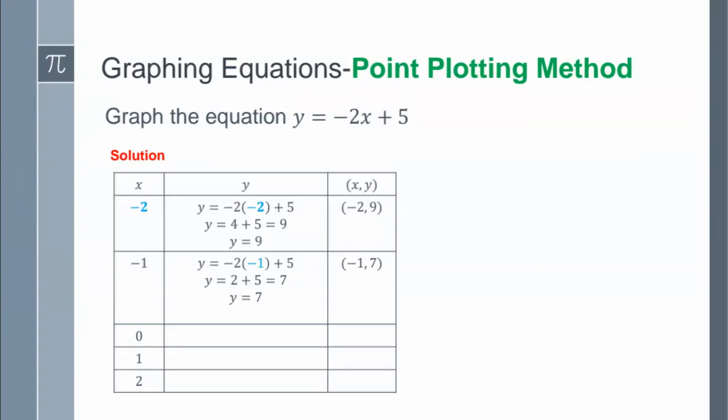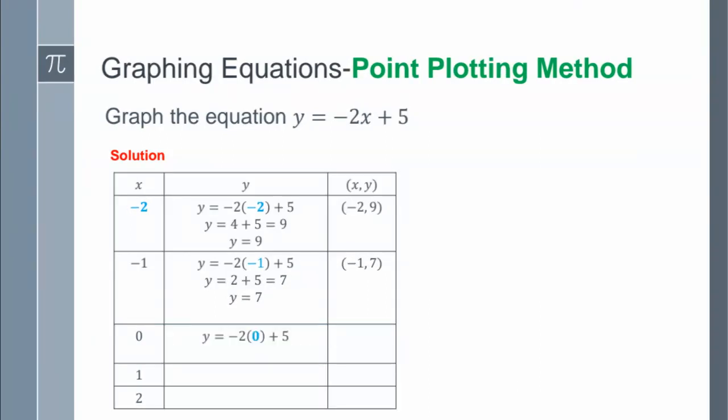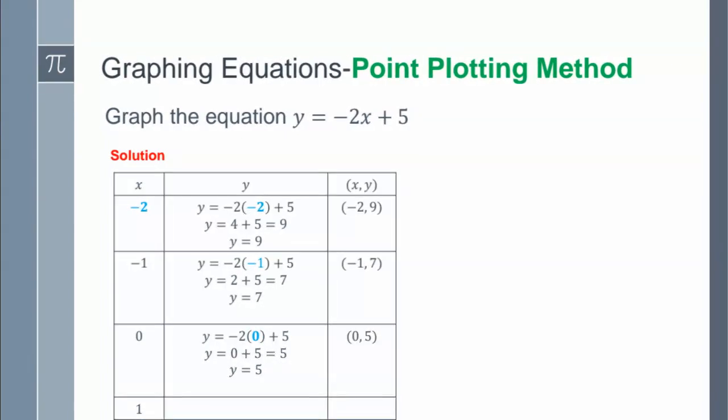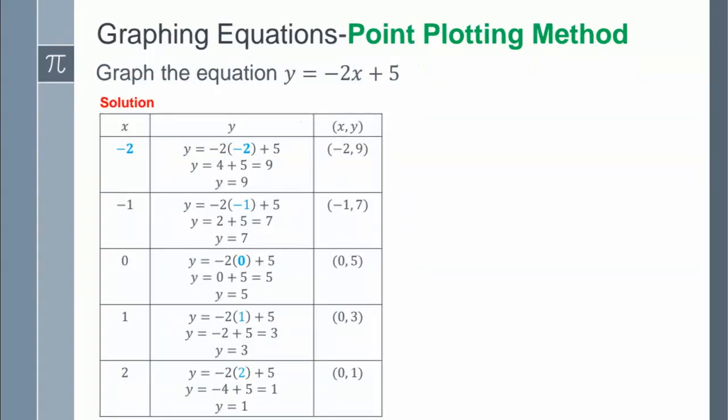Now we keep repeating the process, but now we use 0. If we plug in 0 for x, we get 0 plus 5, which equals 5, so y equals 5. When x is 0, y is 5. Now we use 1. When x is 1, we plug in the value for x and simplify: negative 2 plus 5, so y is equal to 3.